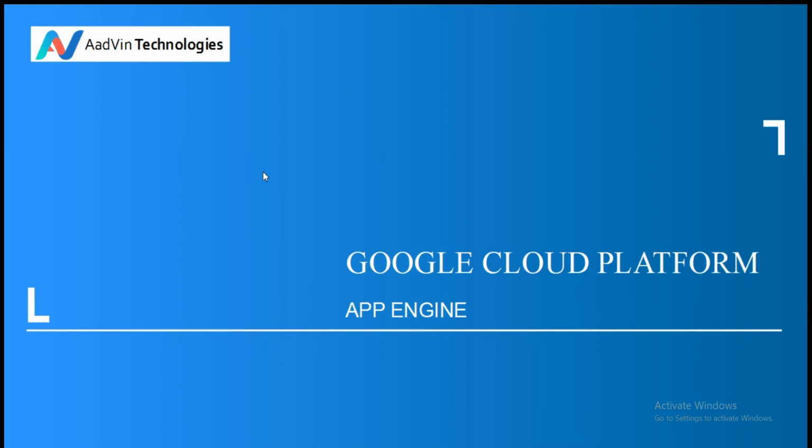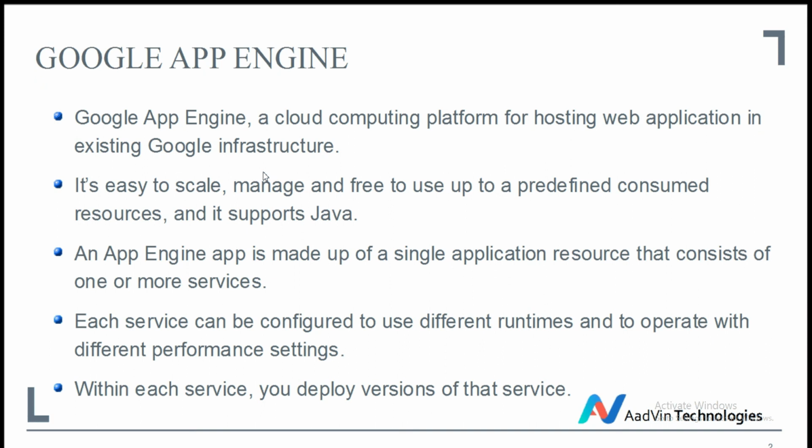So in this section, we will see Google App Engine. In the previous section, we have covered Google's Compute Engine services. So in this section, we will see what is App Engine. Google App Engine is a cloud computing platform for hosting web applications in existing Google infrastructure. It's easy to scale, easy to manage, and free to use up to predefined consumer resources, and it supports Java also.